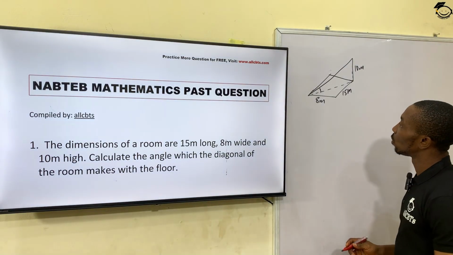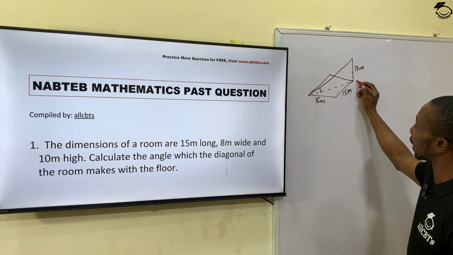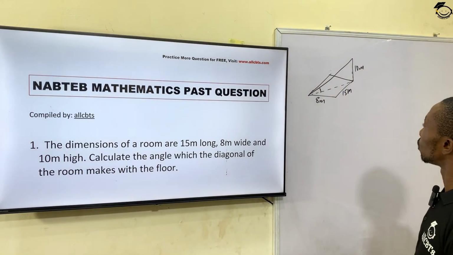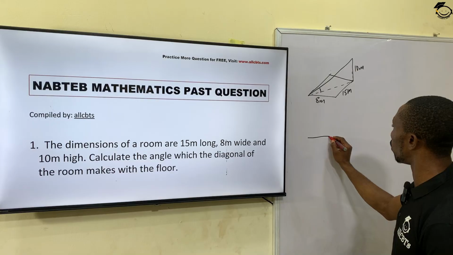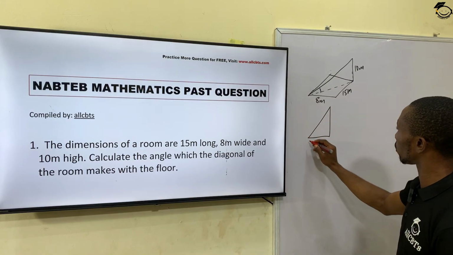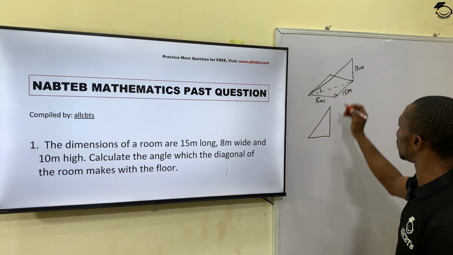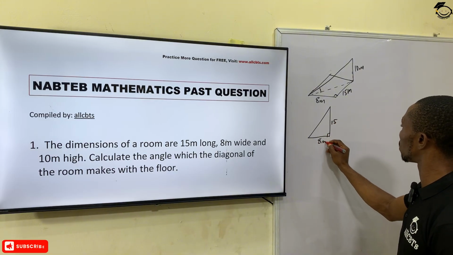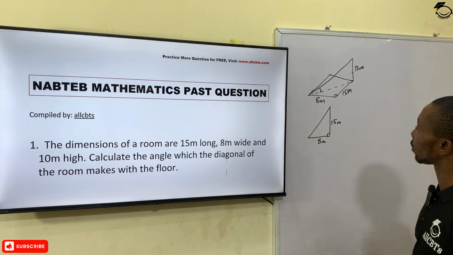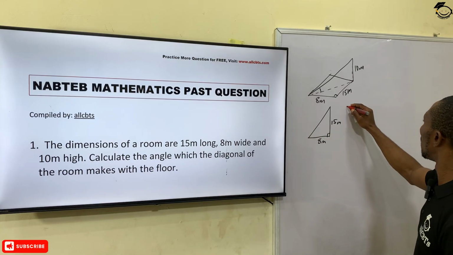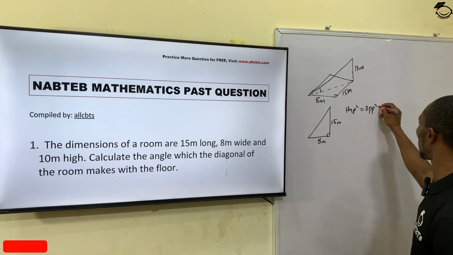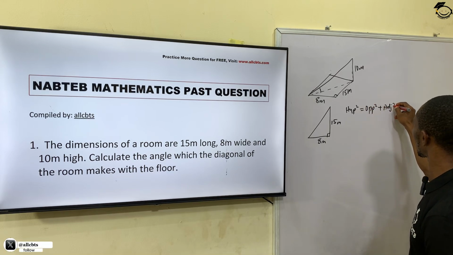So first off, we need to calculate the diagonal of our room floor. So in order to get to the diagonal of our room floor, let's look at it in our Pythagoras theorem. Since this is 90 degrees, now this will be 15 and 8 meters. So finding our diagonal here, this will be hypotenuse squared equals opposite squared plus adjacent squared.